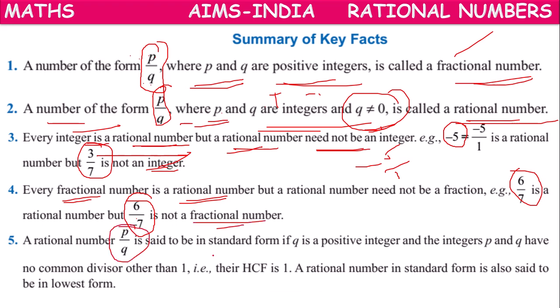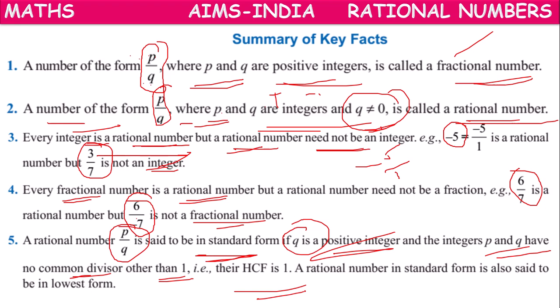So p by q is said to be in standard form if the denominator q is positive and p and q have no common divisor other than 1, means they are co-primes, means their HCF is 1. So if a rational number is in standard form, we can also say that it is in lowest form, which cannot be divided further.